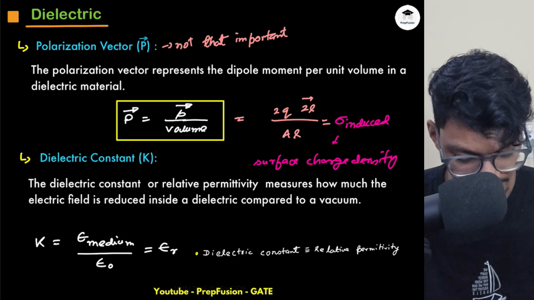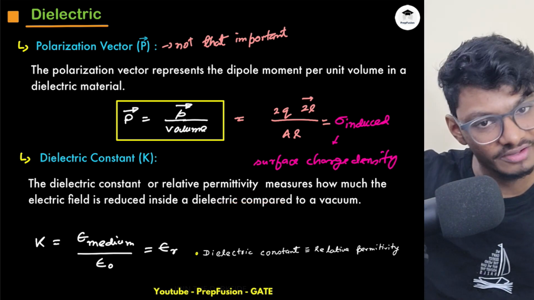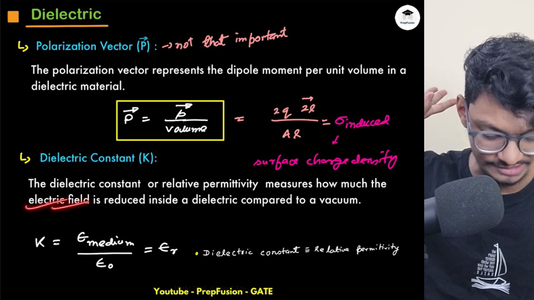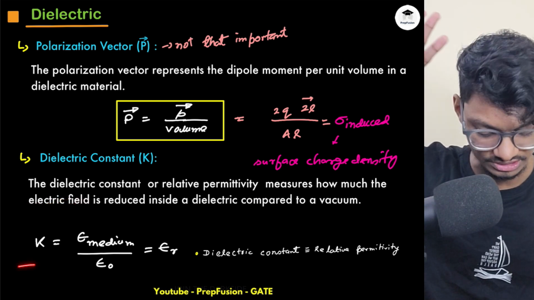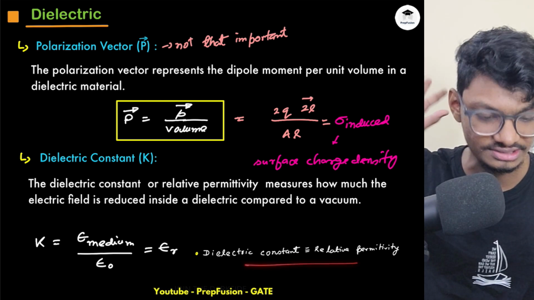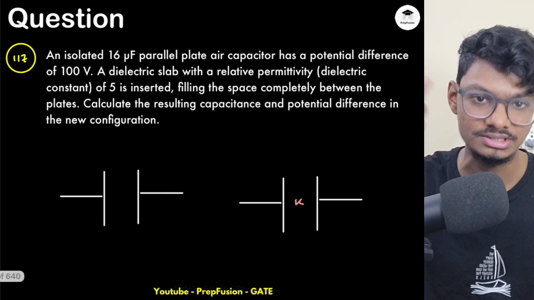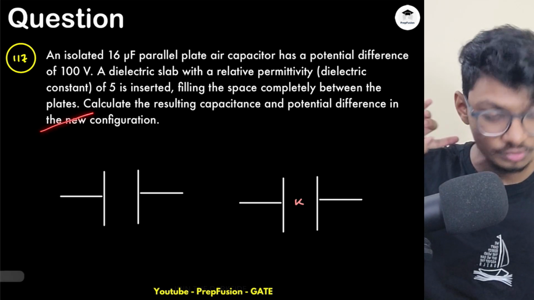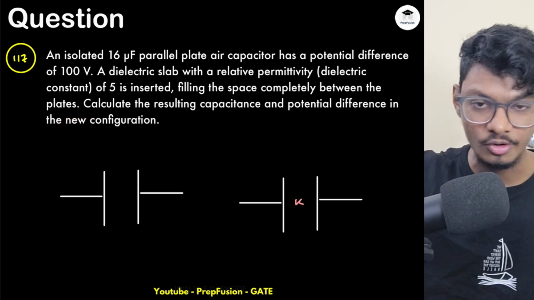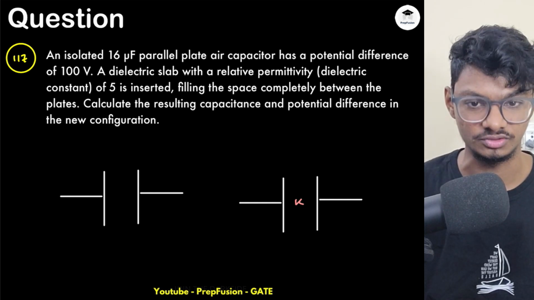Okay, and the dielectric constant we already know. This is just the relative permittivity that we have been using up until now. It is E medium by epsilon naught, and it is simply epsilon r. So no need to confuse: dielectric constant is the same as relative permittivity. Now can you solve this question? Even if you didn't know all this theoretical concept, you would still have been able to solve it. So pause the video and try to solve it yourself.